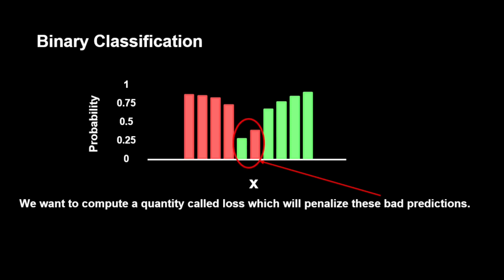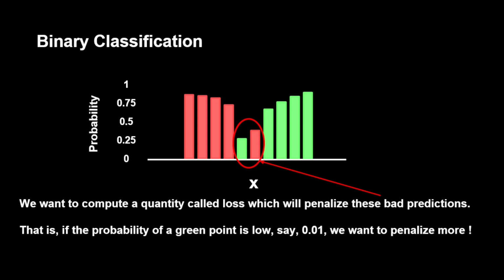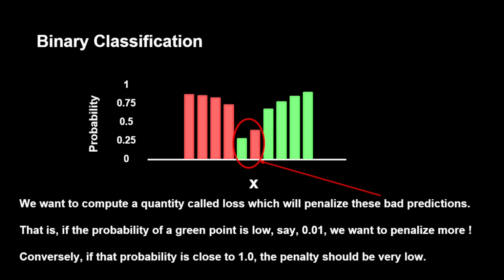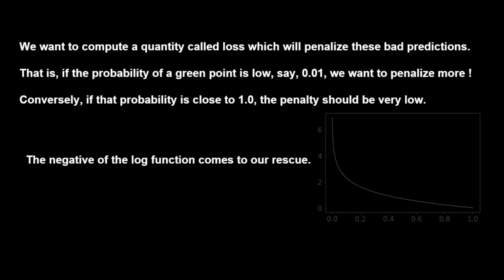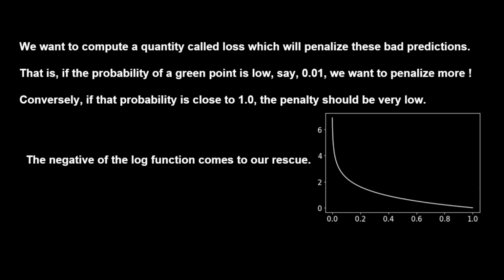We now want to compute a quantity called loss which will penalize these bad predictions. That is, if the probability of a green point is low, say 0.01, we want to penalize it more, and conversely, if that probability is close to 1, the penalty should be very low. And the same thing applies for the red point as well. The negative of the log function comes to our rescue. As we can see from the figure on the right, the negative log of a value close to 0 is much higher, and the negative log of a value close to 1 is closer to 0. And this is exactly what we needed.